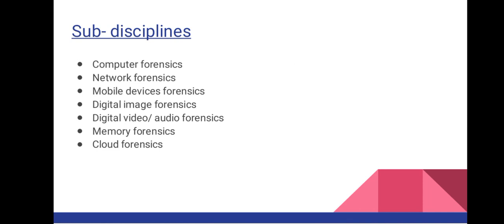The third subdiscipline is mobile device forensics, which is the recovery of electronic evidence from mobile phones, SIM cards, tablets, game consoles, etc. The fourth subdiscipline is digital image forensics, which is the extraction and analysis of digitally acquired photographic images to validate their authenticity by recovering the metadata of the image file to ascertain its history. The fifth subdiscipline is digital video or audio forensics, which is the collection, analysis, and evaluation of sounds and video recordings, to establish whether they are original or have been tampered with.